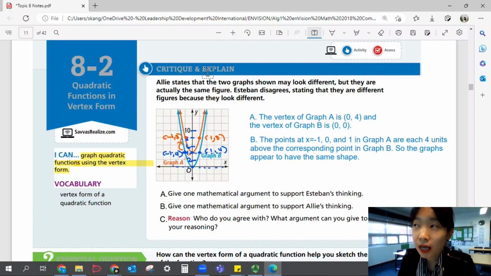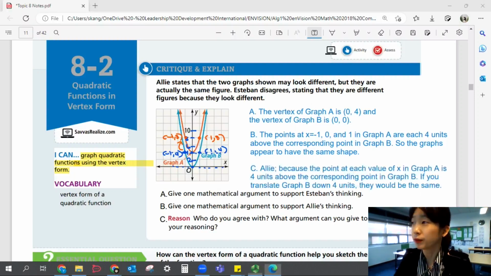If you choose Esteban, you would probably say they're still different because yeah, the shapes could be the same, but they start at a different point. So all the points are different, so technically they're still different, okay? It could be either way. There are similarities and differences between those. So choose one. I'm gonna choose Ali. You can choose Esteban. Just make sure you explain and reason it out.